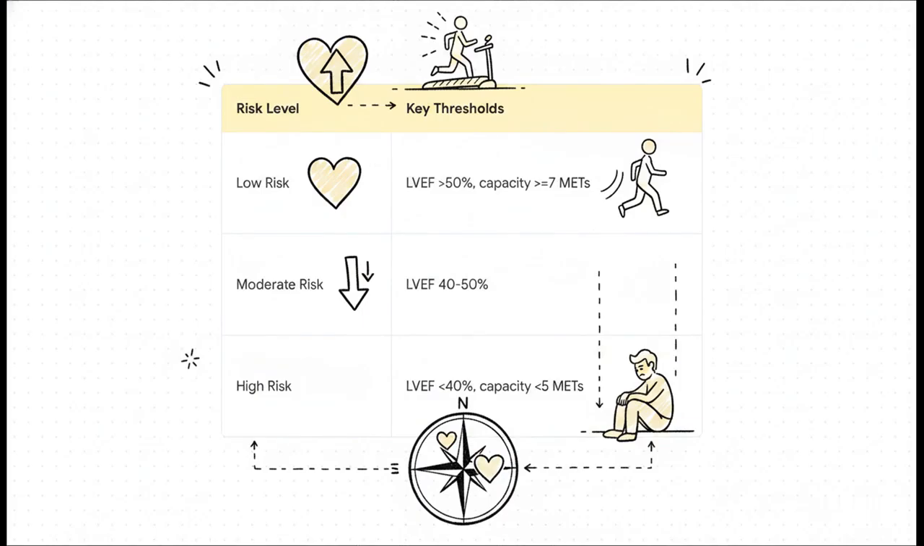Low-risk patients have a left ventricular ejection fraction, or LVEF, greater than 50% and a functional capacity of 7 mets or higher. Moderate risk, that LVEF drops to between 40 and 50%. High risk, that means the LVEF is heavily compromised at less than 40% and functional capacity tanks below 5 mets. Keep those 3 buckets crystal clear in your mind.